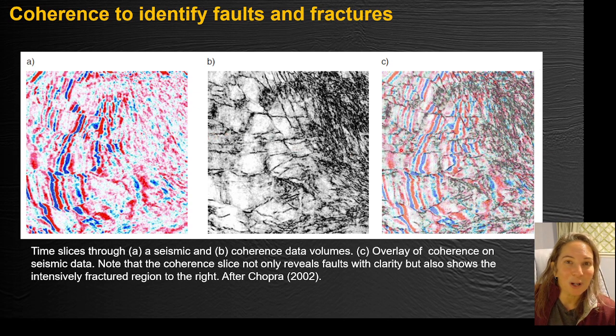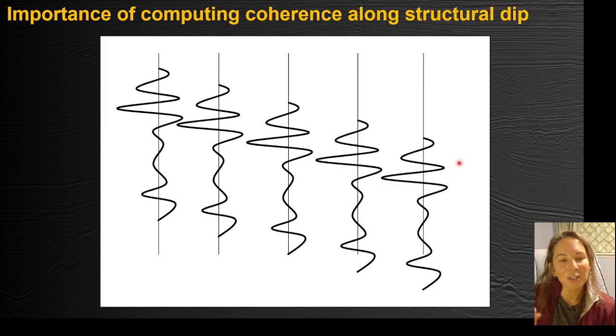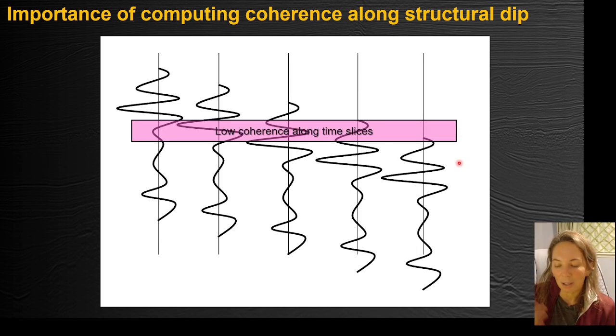And so like before, you can co-render the amplitude with the faults, and that can be really useful in validating what you're seeing. All right, and so one of the last things I want to mention, because this is really key and very important, is that it's really important to compute your coherence along structural dip. So typically the first thing you want to do in your software program is calculate the dip, and then when you calculate coherence, calculate it along dip, and that'll give you much better results.